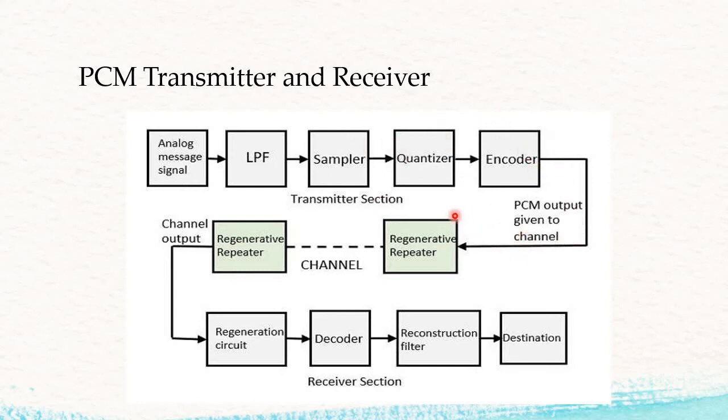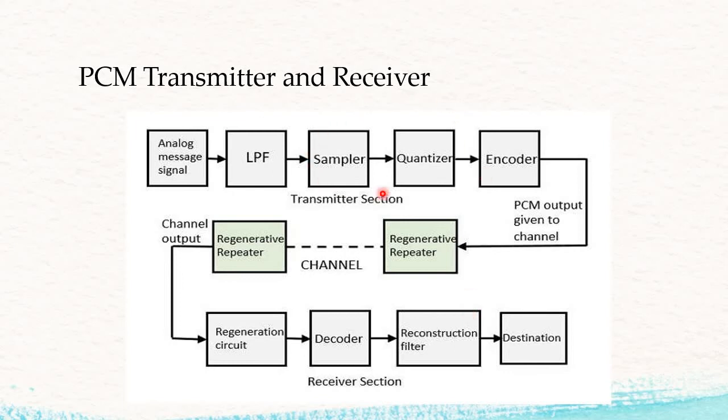Now this PCM signal is passed through regenerative repeaters. Their job is to remove the noise and recover the signal. So in between the channels we have a number of regenerative repeaters, and the first block of the receiver is also a regenerative repeater or regenerative circuit. Then we have a decoder to decode the signal. Then we have a reconstruction filter, and then we have the destination. So in this way, this is the block diagram of a PCM transmitter and receiver.